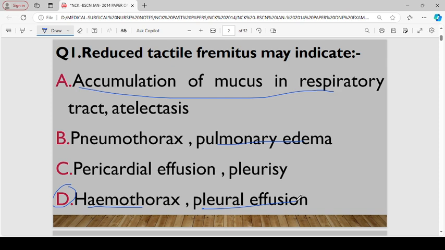Pneumothorax and pleural effusion. So hemo, this is blood in the pleura. Pleural, that is effusion, that is fluid in the pleura. So all of them are going to impede the vibration, making it the best answer.